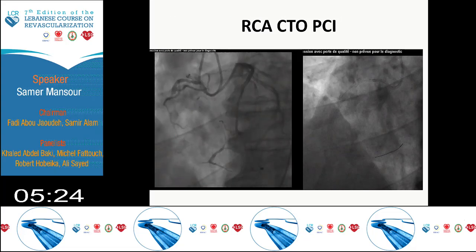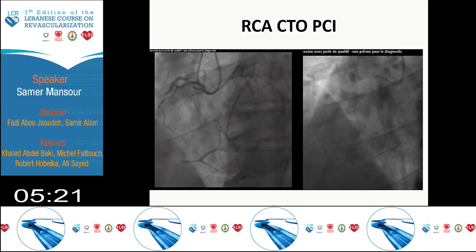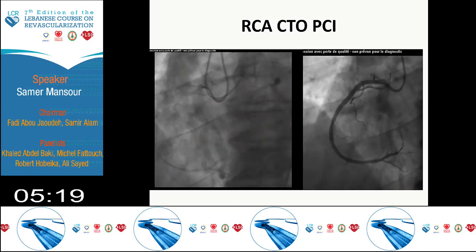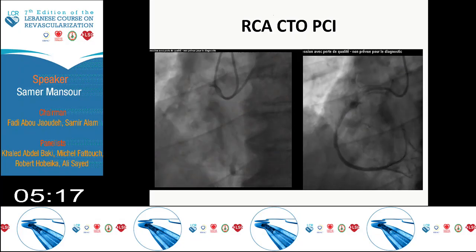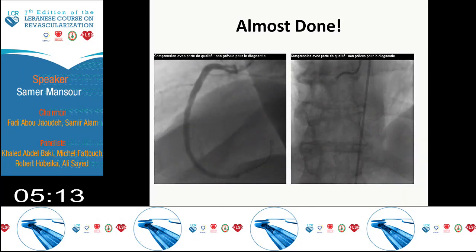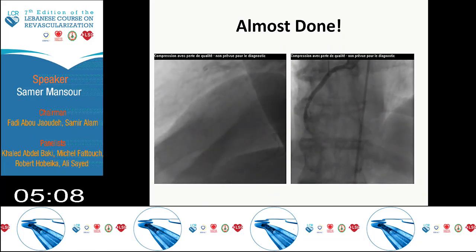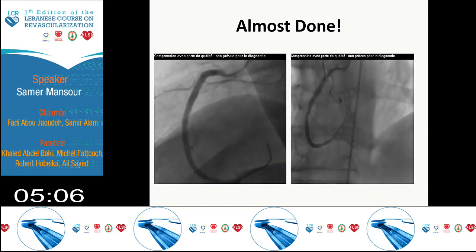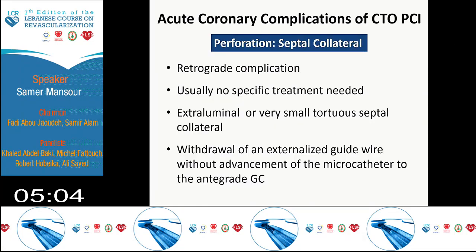So this is a case of a right coronary artery CTO here, antegrade wire escalation. We succeeded in opening that coronary artery. After doing a post-dilatation, you can see a perforation, a type 3 perforation in the mid part of the RCA, that required a covered stent to treat that perforation.